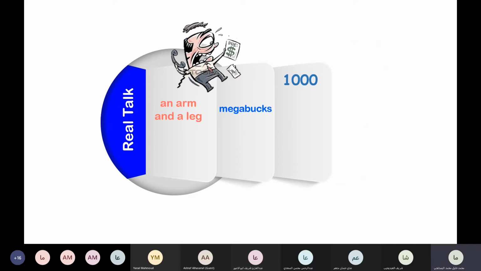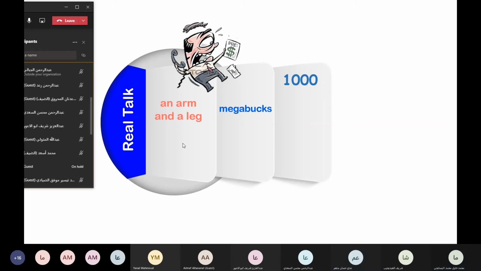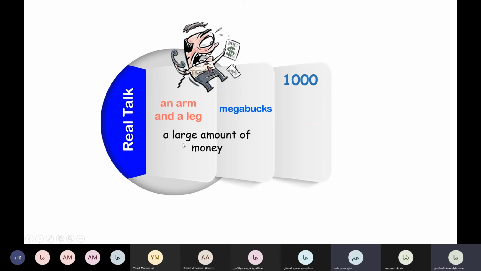Now, an arm and a leg, megabucks. What do they mean? Huday? Costs a lot of money. Good. A large amount of money. An arm and a leg means a lot of money. Megabucks also means a lot of money. Grand means 1,000. This is an informal expression. Grand means 1,000.